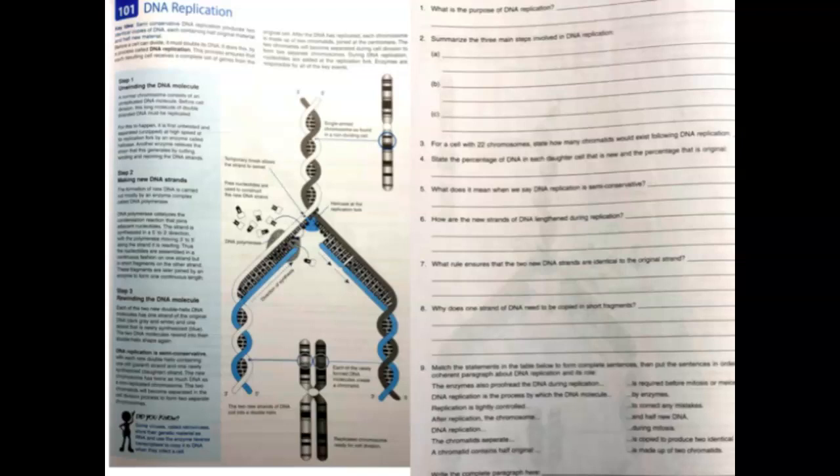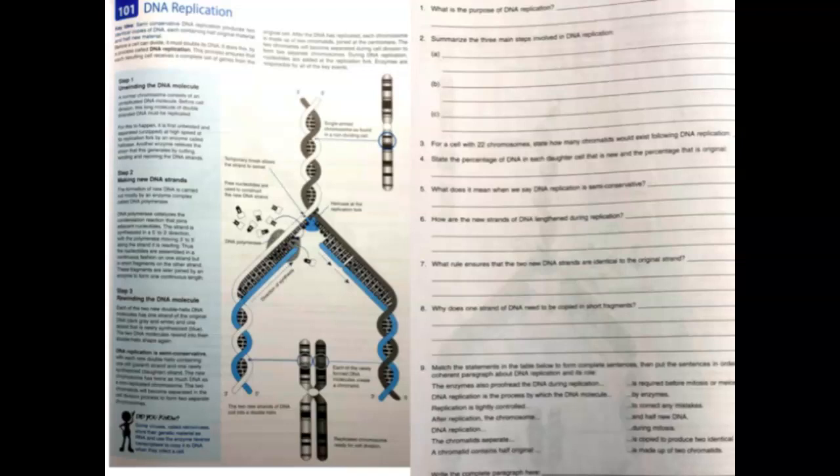As we said, before a cell can divide, it must double the DNA. It does this by a process called DNA replication. This process ensures that each resulting cell receives a complete set of genes from the original cell. After the DNA has replicated, each chromosome is made up of 2 chromatids joined at the centromere. And again, this should all be review for you. The 2 chromatids will become separated during cell division to form 2 separate chromosomes, and during DNA replication, nucleotides are added at the replication fork. And you can see the replication fork at that little arrow that says helicase at the replication fork. It's basically where, if you picture this as a zipper, it's where the zipper is going to continue unwinding.